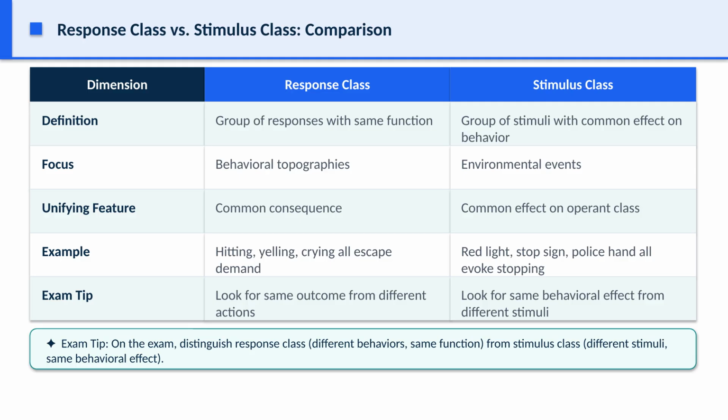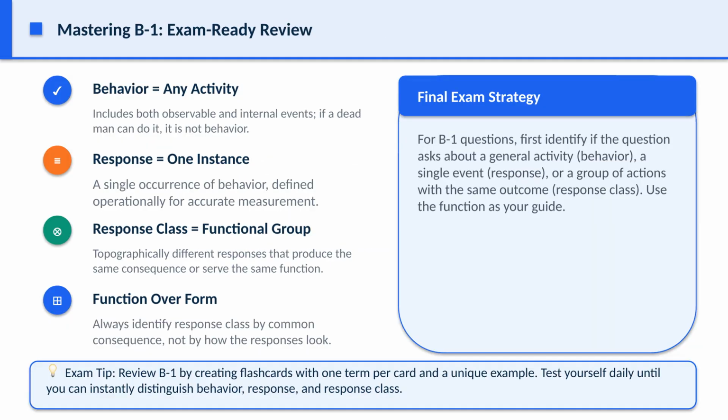For the exam, a key tip is to look for the same outcome from different actions to identify a response class, and the same behavioral effect from different stimuli to identify a stimulus class. Mastering this distinction helps you correctly analyze functional relations in scenarios, a critical skill for scenario-based questions. To master B.1 for the exam, you must distinguish behavior, response, and response class with precision. Behavior includes any activity, observable or internal, that a living organism does. If a dead man can do it, it's not behavior, which helps you rule out non-examples on test items.